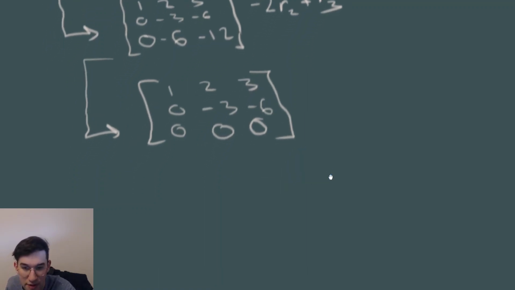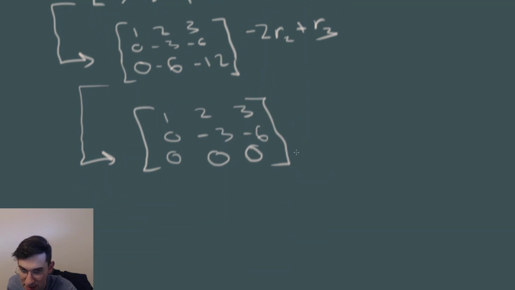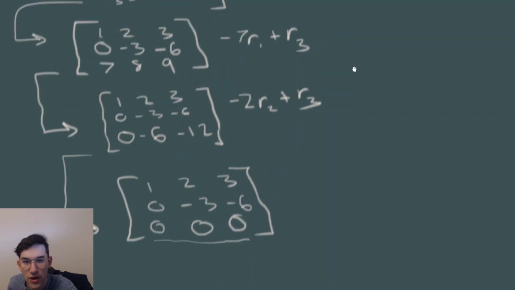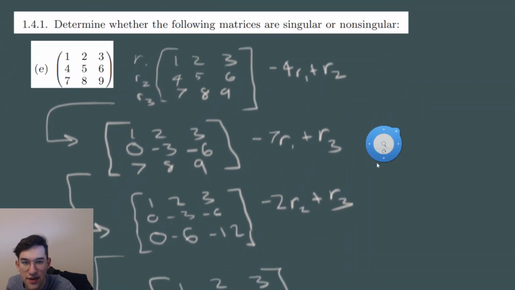Okay. So did Gaussian elimination work? No, it didn't. We got a free variable on the bottom. Gaussian elimination did not work. We cannot solve. So therefore, we know that this is singular.